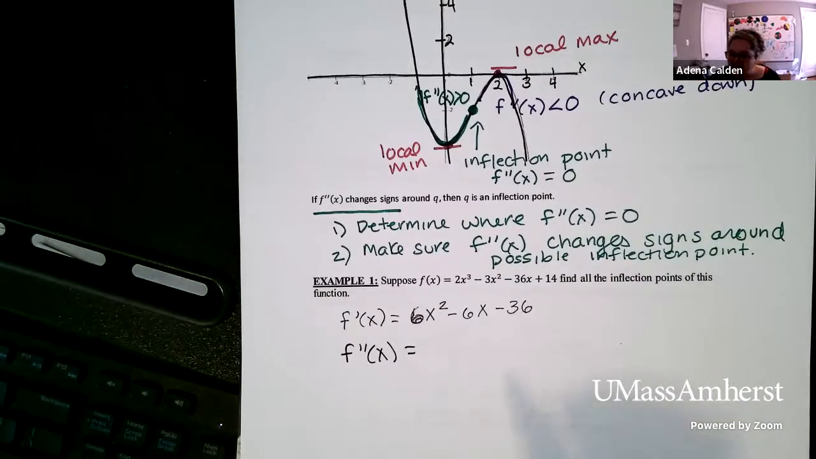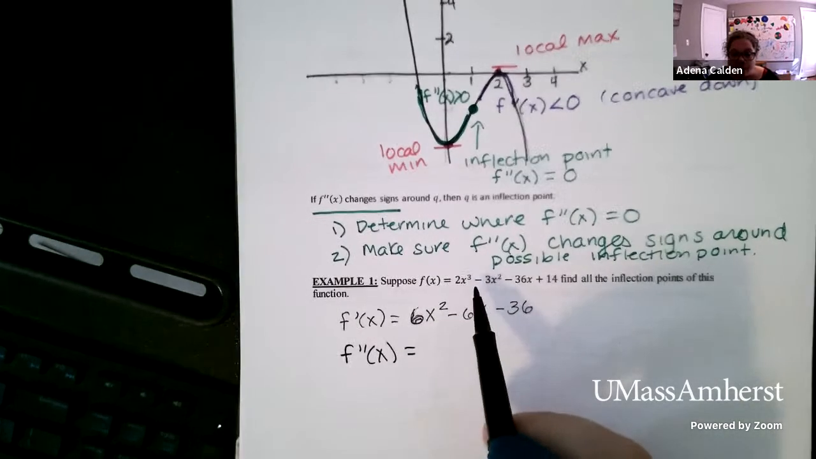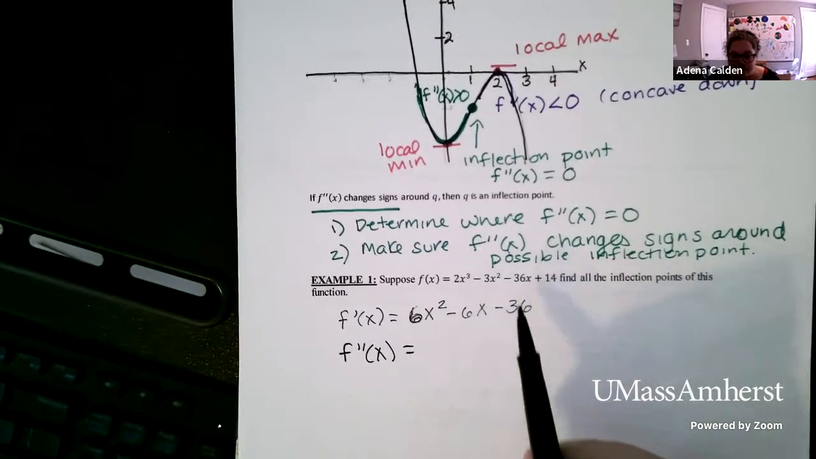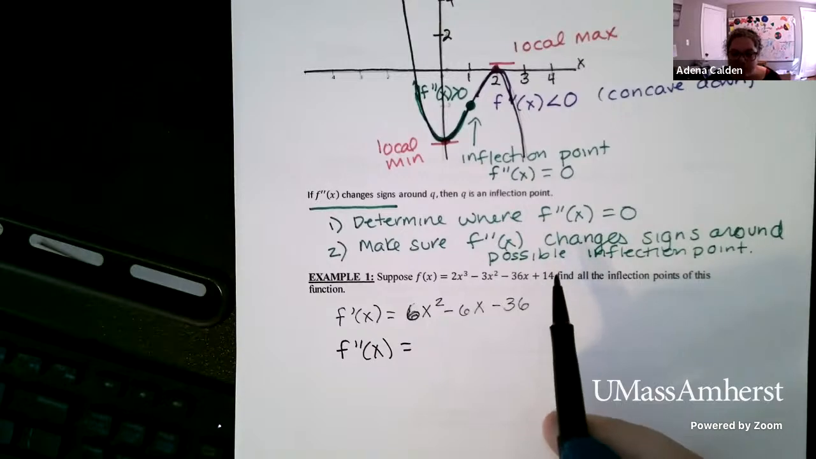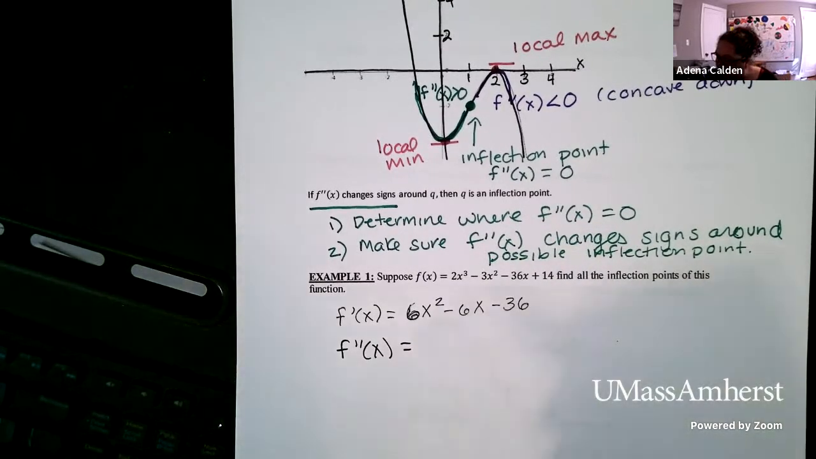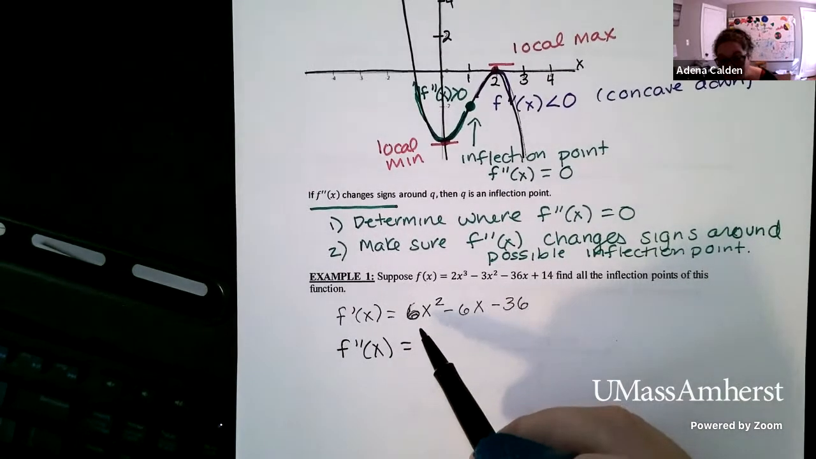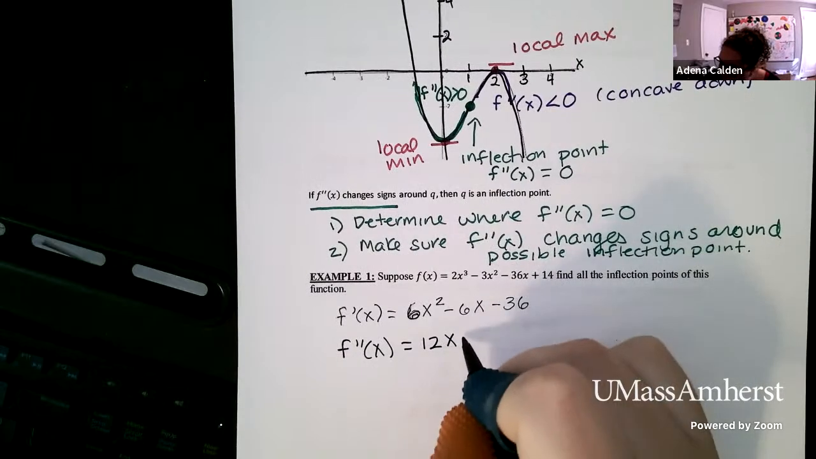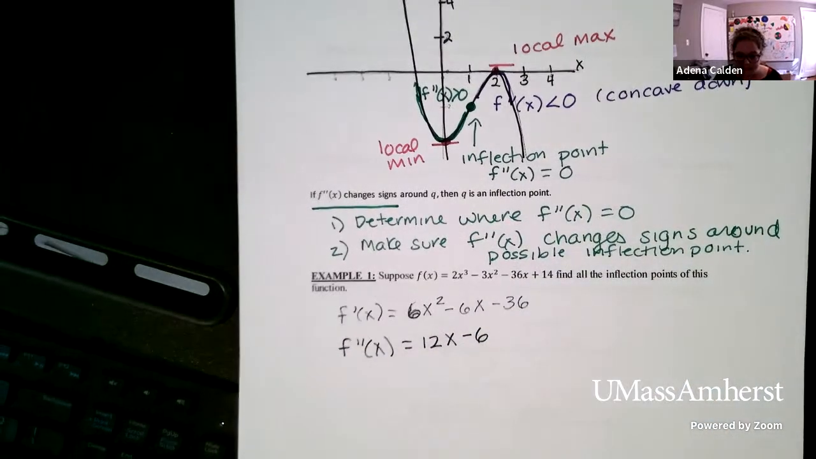So here, for the first derivative, we would just use our power rule. We get 6x squared minus 6x minus 36. And again, the 14 will have a derivative of 0 because it's a constant. And so for the second derivative, we're going to take the derivative of the first derivative. So here, that'll be 12x minus 6.